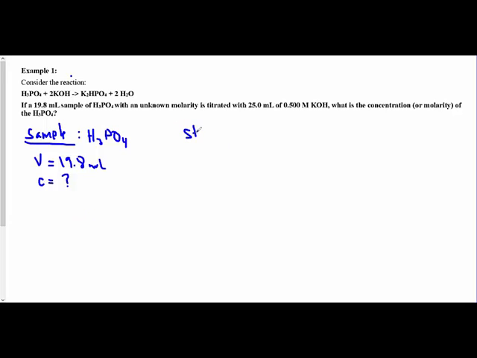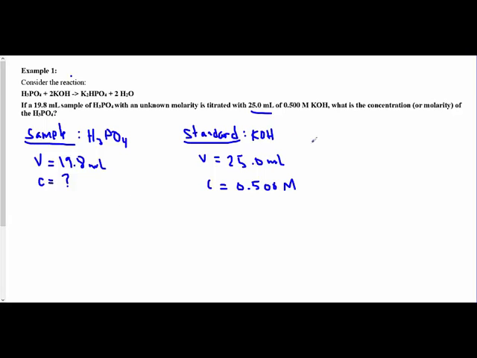Okay, let's put our standard over here. So just by organizing the information for yourself in any way that makes sense to you, it's going to be easier to carry out these calculations. Our standard in this case is the solution that we're using to titrate. So it's the potassium hydroxide, the KOH. And what do we know about it? We know its volume is 25 mL. Great. Okay, we also know its concentration. The concentration is 0.500 molar, or moles per liter.